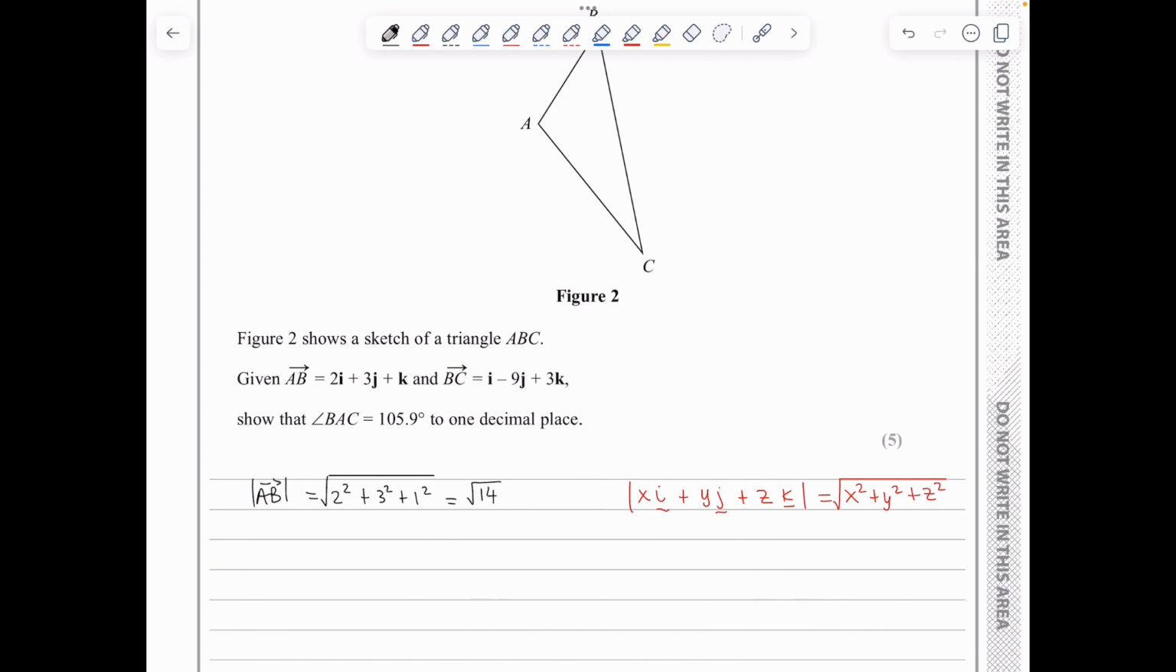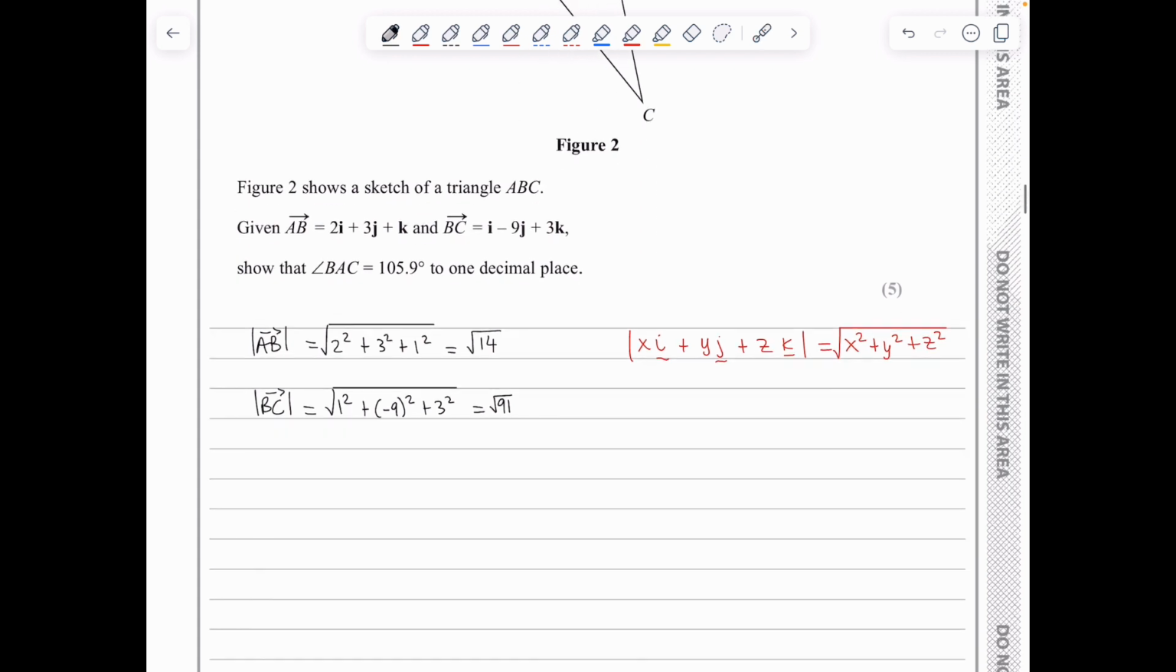The magnitude of BC will be the square root of 1 squared plus negative 9 squared plus 3 squared, which gives an answer of root 91. I've got two lengths of the triangle. I will find the vector AC, which is the third side here, and then I'll find its magnitude so we can proceed with the cosine rule.